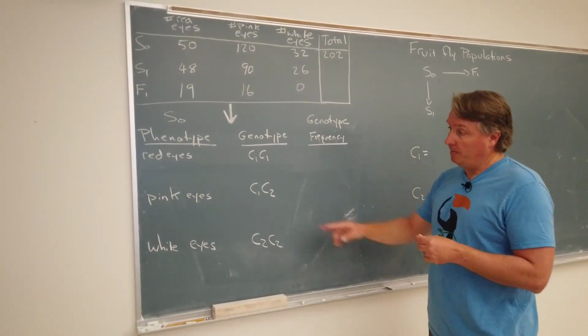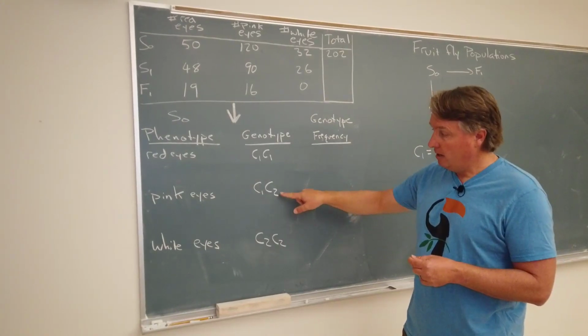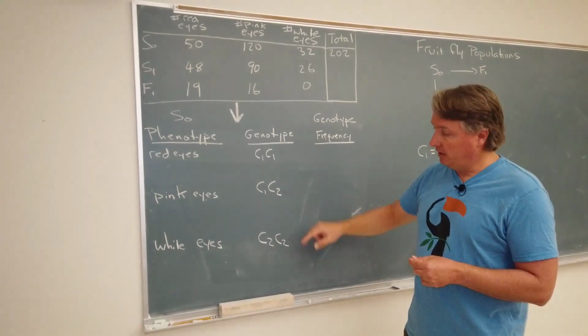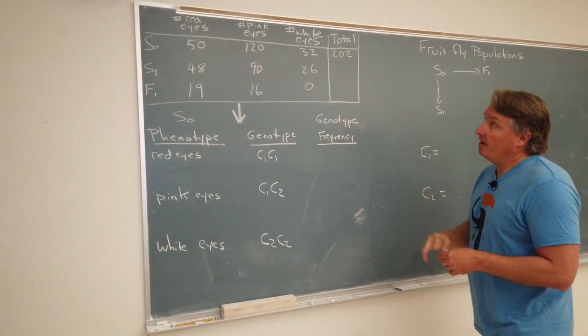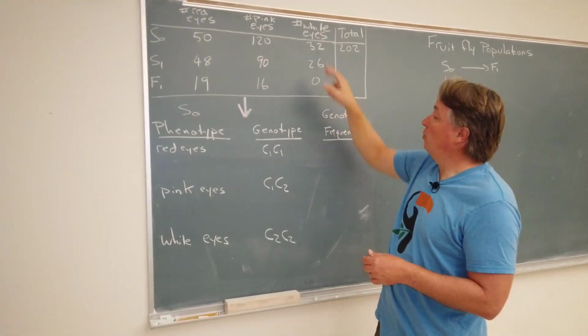And so the pink eyes here are the heterozygote. They have one copy of the C1, one copy of the C2 allele. The red eyes are homozygous for the C1 allele, and the white eyes are homozygous for the C2 allele. So we have the counts up here. So we have 50 red, 120 pink, 32 white.